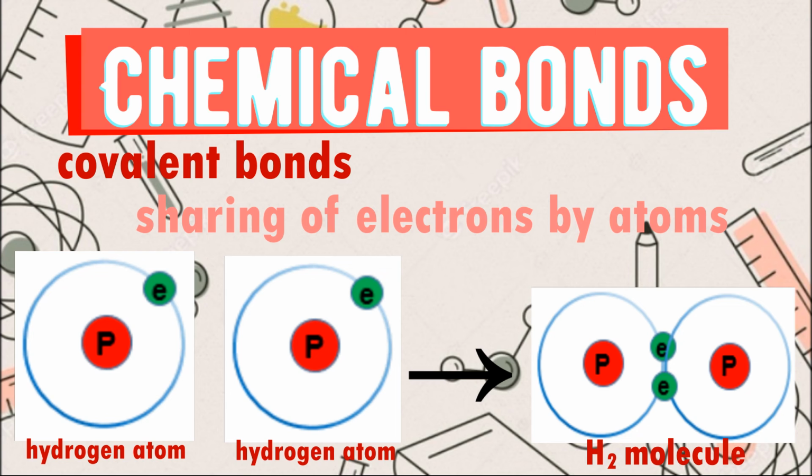Hydrogen is one of the exceptions to the octet rule of having 8 electrons in the outer shell, because it only has one shell.